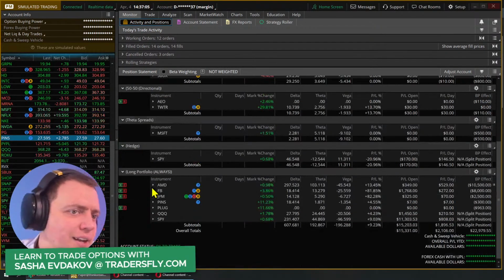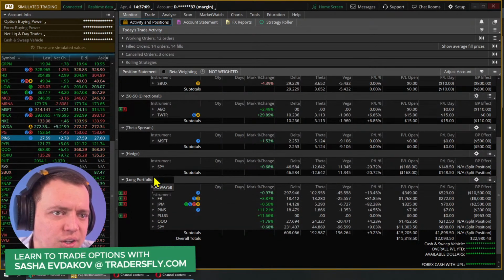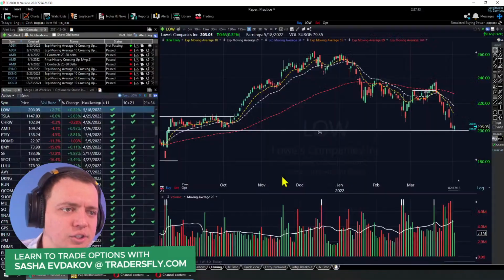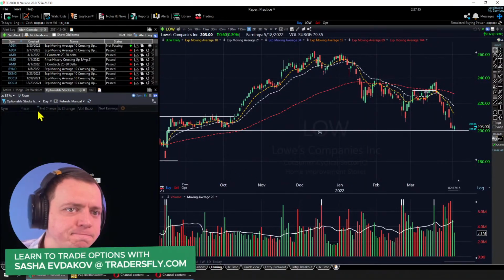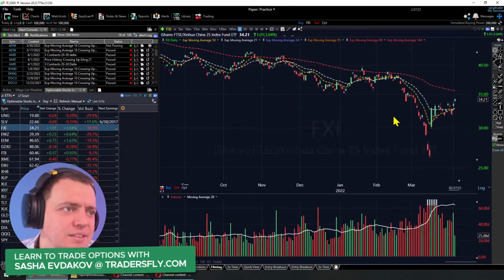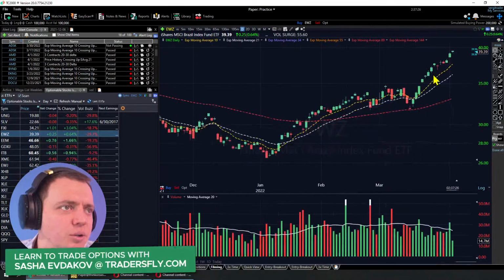Okay, so that's kind of a basic idea of portfolio management. I've got a ton of inventory here. Long portfolio, some directional stuff. I could do some more directional stuff of like some of these gas plays and stuff. Like they've been going up really fast. And I wouldn't mind shorting some of the, like this Brazil stuff is just going up very quick.